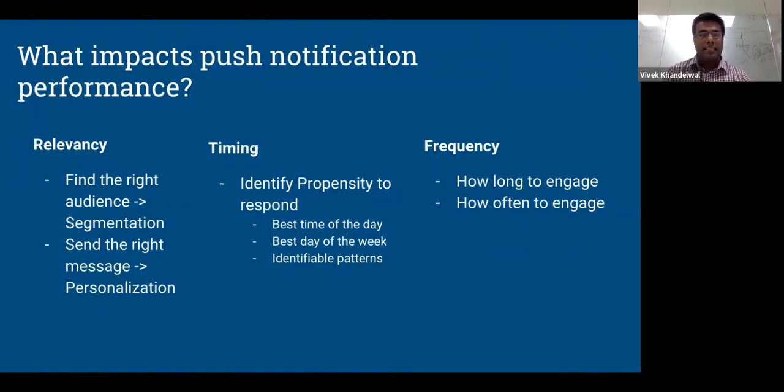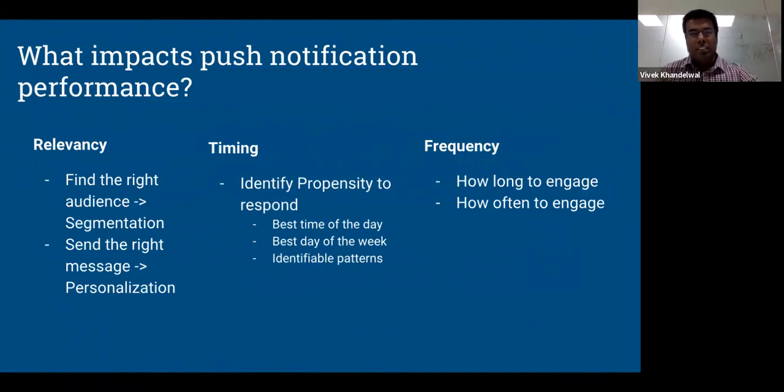The first one is relevancy. How relevant is the content of your push notification? Number 2, timing. How well are you timing your communication for your audience? Number 3, how frequently are you engaging with your audience? Or to put it another way, how consistent are you with your audience engagement strategy?